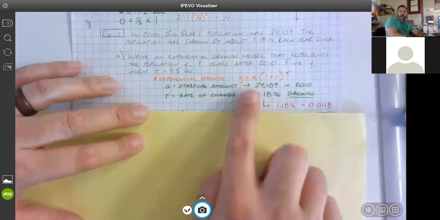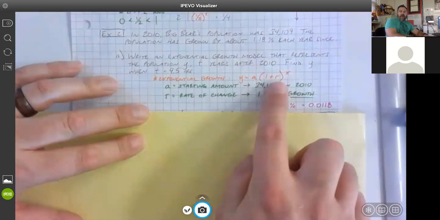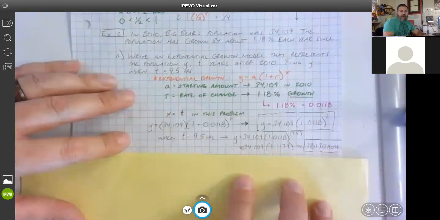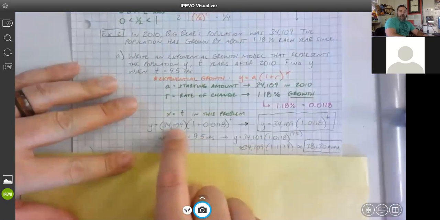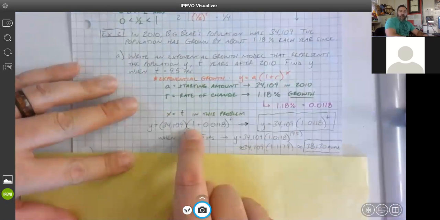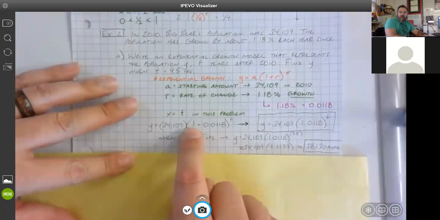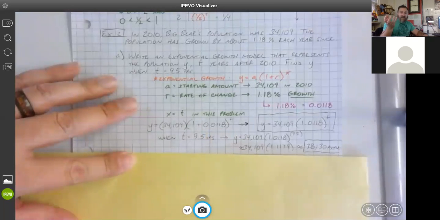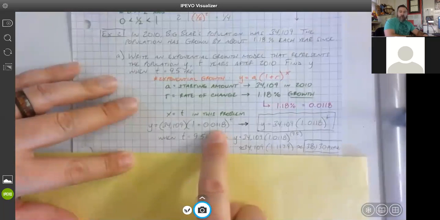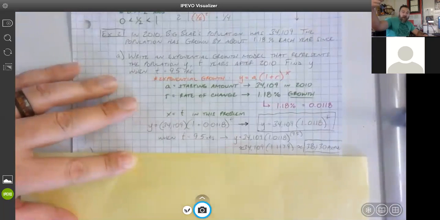So now using those 2 pieces of information to plug into here, here's what happens, okay? There's my 34,109, that's my starting population. 1 plus r, the r is that 0.0118, okay? And that 1 for the record represents like, okay, this is just, it's staying the same. The 0.0118 growth represents how much more it's growing.